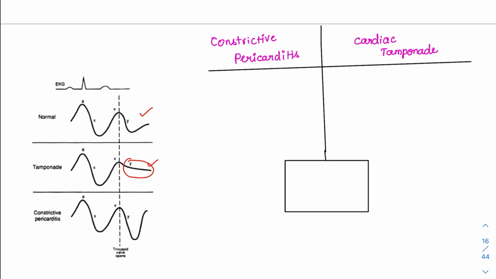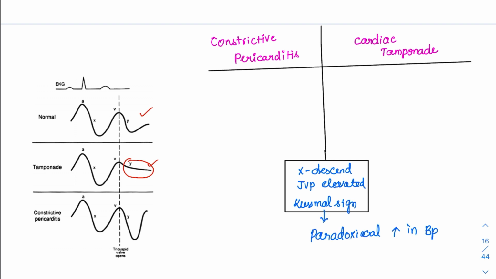So we will write all the features. If the question says there is an X descent, in both the cases X descent can be there, so we cannot differentiate. And in both the cases they will give you JVP elevated. Both can be elevated. In both the cases there can be Kussmaul sign. So with these three features we cannot differentiate between the two diseases. What is Kussmaul sign? The paradoxical rise in JVP during inspiration. Normally, during inspiration there is a decrease in the thoracic pressure and the venous return is increasing, so the JVP usually falls. But there is a paradoxical increase in JVP during inspiration in these two conditions, which causes the Kussmaul sign.